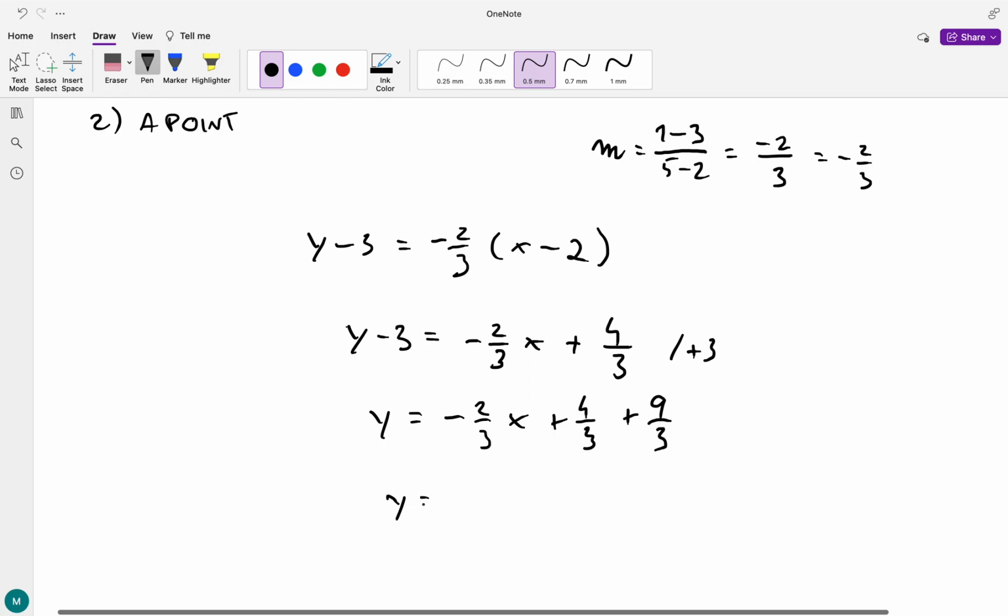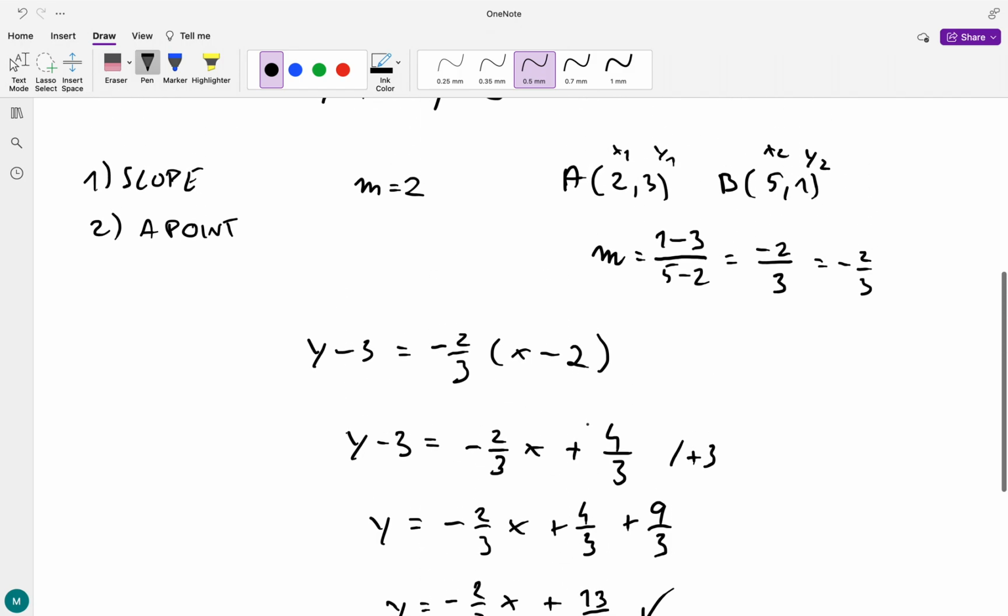And that is equal to -2/3x. And our intercept will be 4 plus 9/3. 4 plus 9 is 13/3. And just like that, we were able to find an equation of a line.